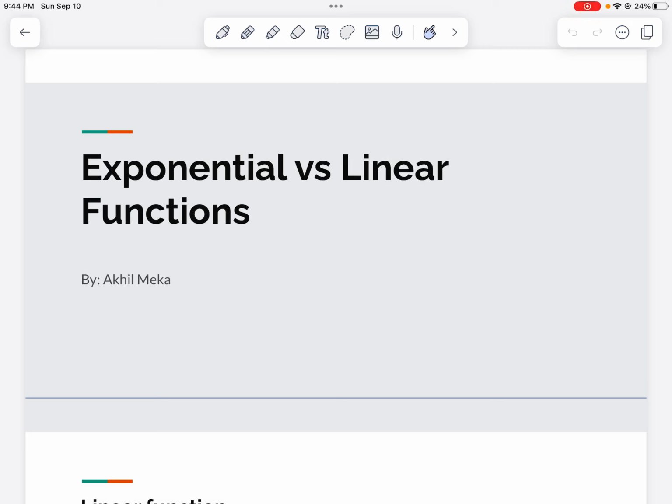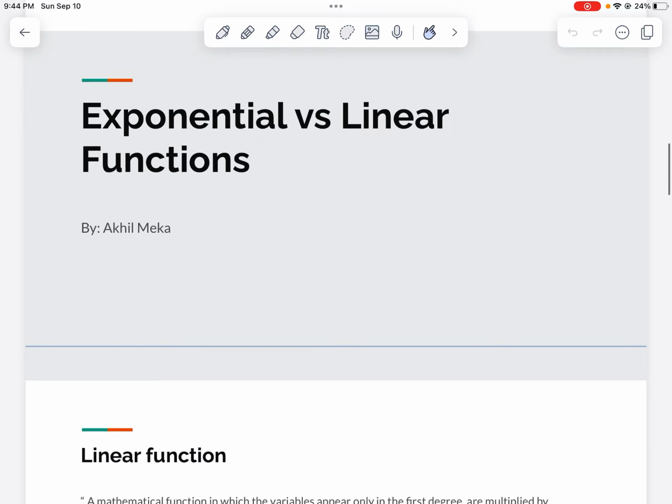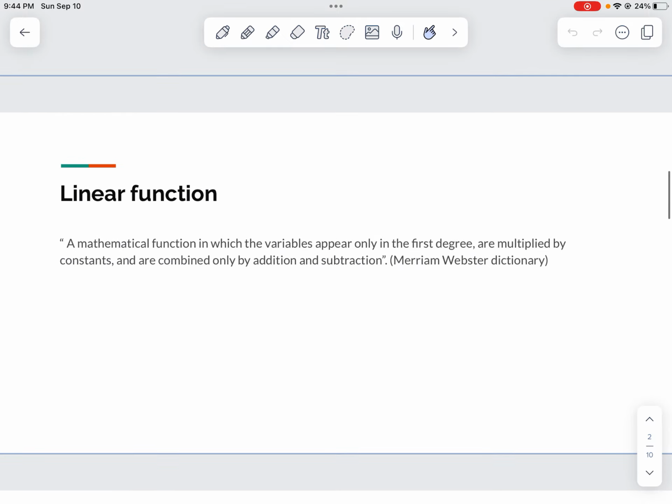Alright, hi guys. Today I'll be going over exponential versus linear functions. So, what is a linear function?